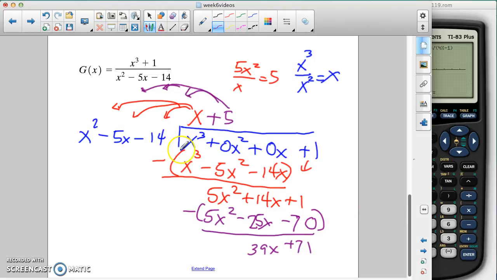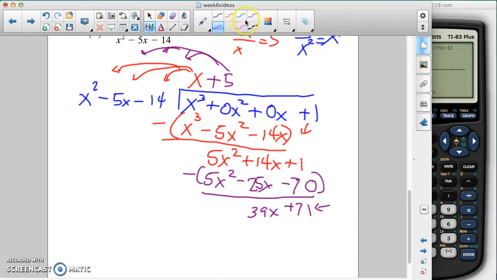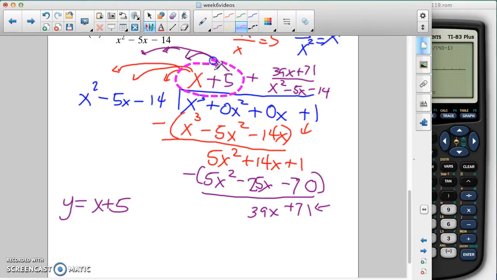Now this is our remainder because x squared doesn't go into this. This is our remainder, but that's not necessary for our horizontal or our oblique asymptote. So our answer here is going to be plus 39x plus 71 over x squared minus 5x minus 14. In this case, our oblique asymptote is y equals x plus 5. We only take this part of the solution of the polynomial division to get our oblique asymptote.